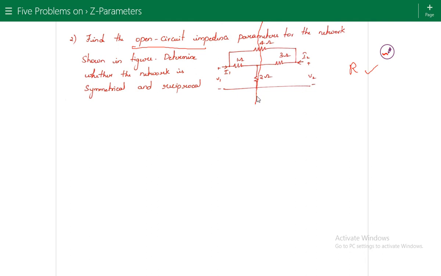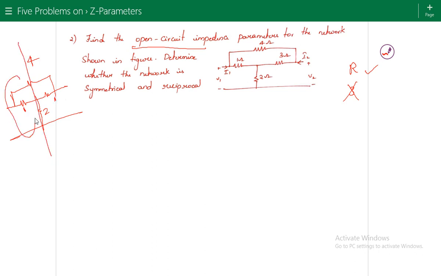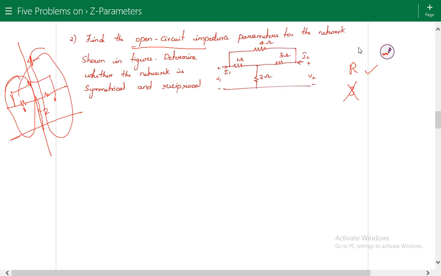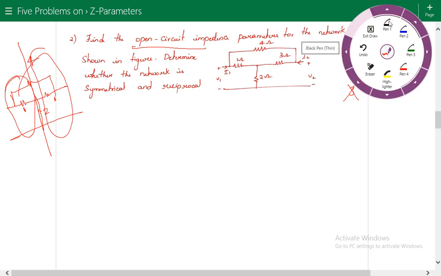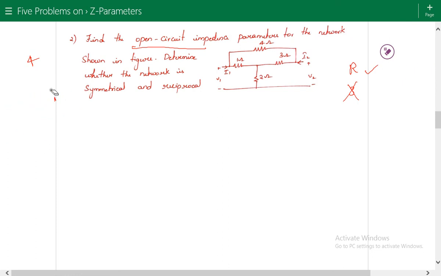Are these two halves mirror images of each other? No. So this is not a symmetrical network. If you want to make this a symmetrical network, see, this is the network given: this is 4 ohms, this is 2 ohms. If both these resistors were 1 ohm, and you cut this into two halves, this would be the mirror image of that network. Then you could say this is a symmetrical network. But the network provided in the question is not symmetrical.